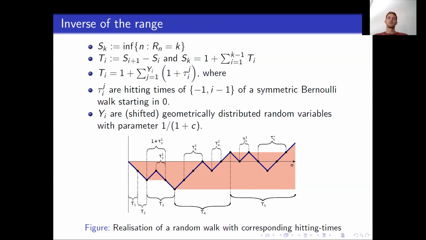So we go inside this red area geometrically often. And note that we have a shifted geometric distribution, as we could also go inside 0 times. And every time we move inside, we have one step inside, and we have to wait until a symmetric Bernoulli walk hits the edge of this area. And this is the formula we have here.